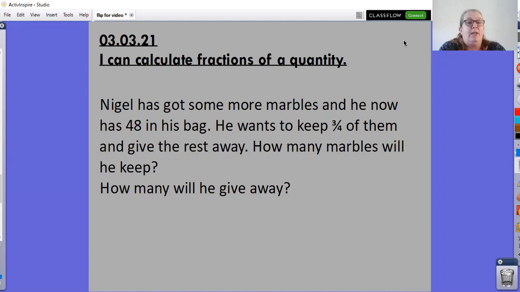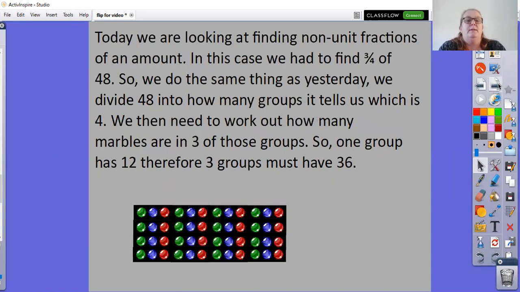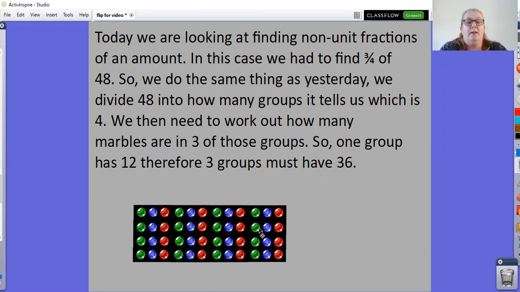Okay, so you should have had a go at that question now. So we're looking at finding non-unit fractions of an amount. In this case, we had to find 3/4 of 48. So we do exactly the same thing as yesterday. We divide 48 into how many groups it tells us, which is 4. So I've got my 48 marbles here, and I'm going to divide them into 4 groups.